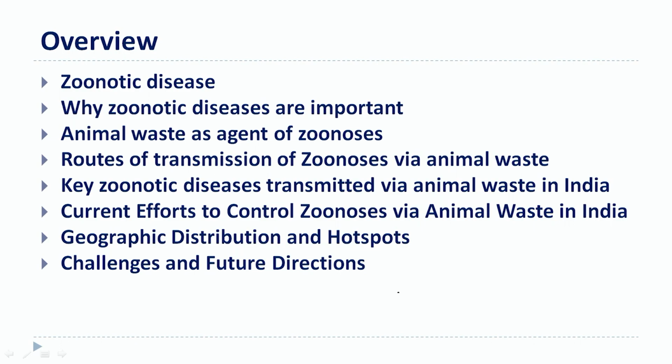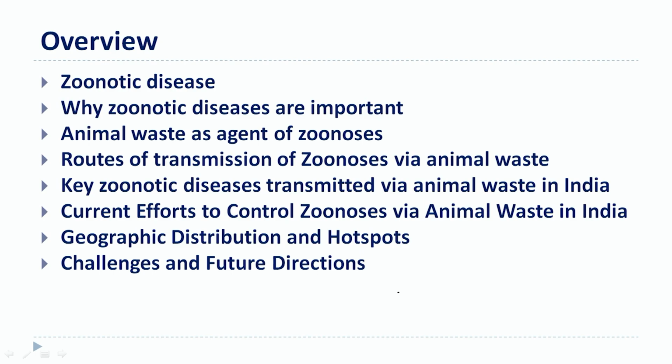Today we are going to discuss how animal waste works as an agent for zoonotic diseases under the following headings. What are zoonotic diseases? Why is the discussion on zoonotic disease important? How does animal waste act as an agent for the transmission of zoonotic diseases? What are the different important diseases that are transmitted via animal waste, mainly in the context of Indian conditions? What measures are taken for the control of these diseases, what are the different hotspots and their geographical distribution, and what future directives should be used to control the transmission of these diseases?